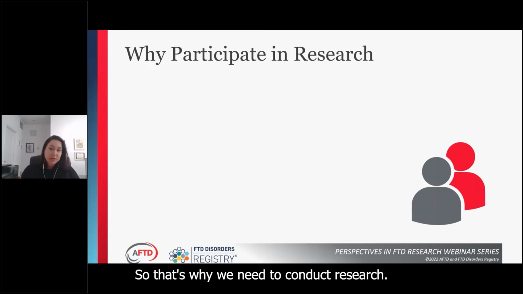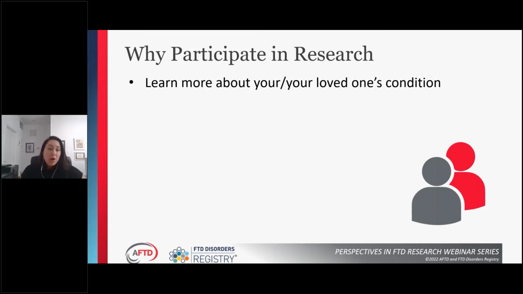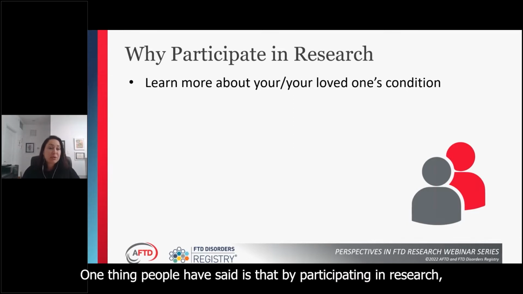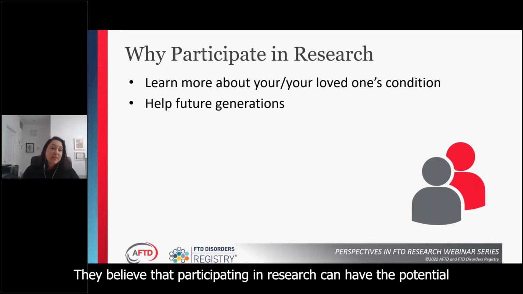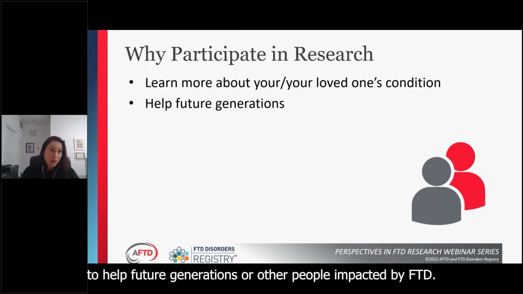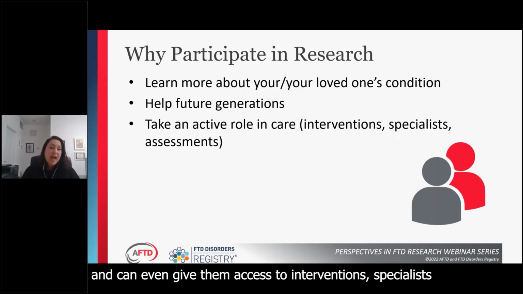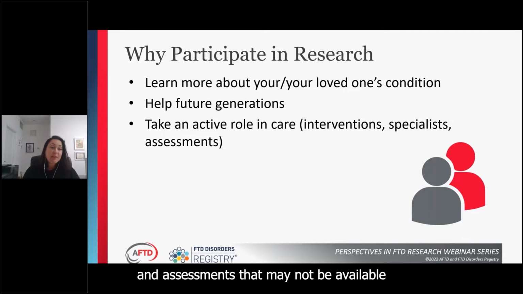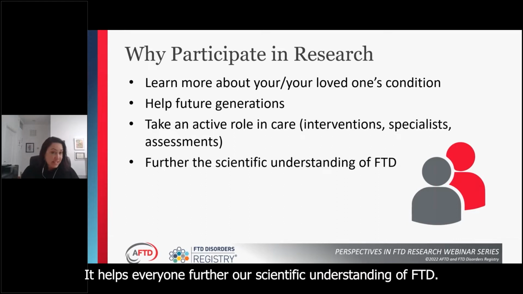So that's why we need to conduct research, but why do people actually choose to volunteer as research participants? Here's some of the reasons why people in our network have told us. One thing people have said is that by participating in research, they've actually learned more about their condition or the condition of their loved one. They believe that participating in research can have the potential to help future generations or other people impacted by FTD. It allows them to take what they feel is a more active role in their care and can even give them access to interventions, specialists, and assessments that may not be available during their routine medical treatment. It helps everyone further our scientific understanding of FTD.